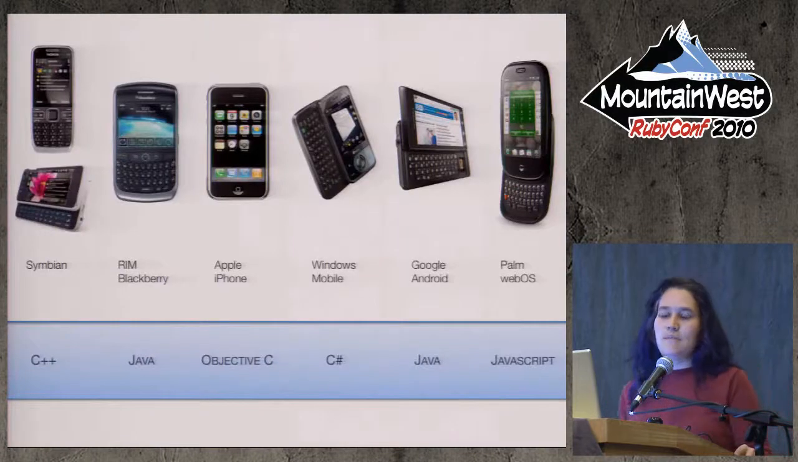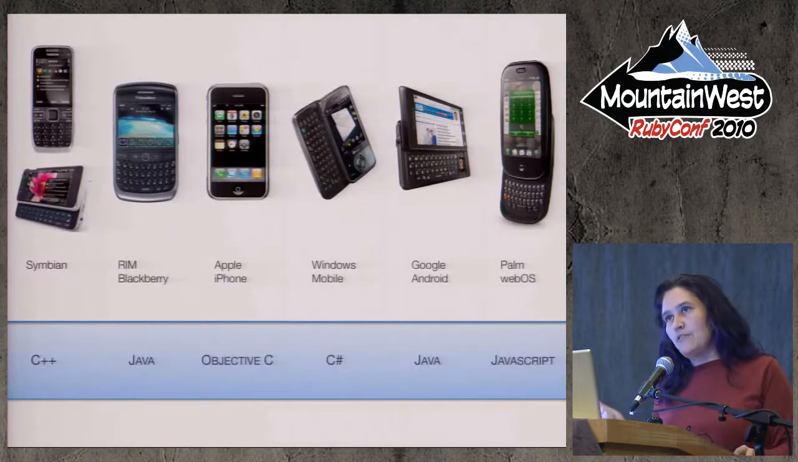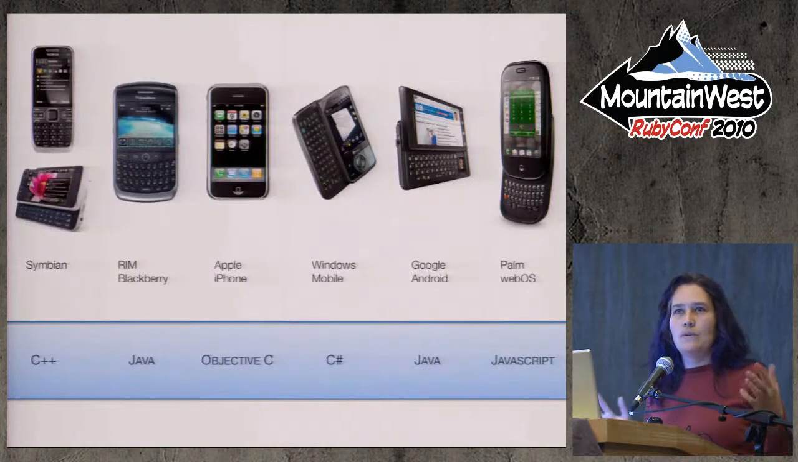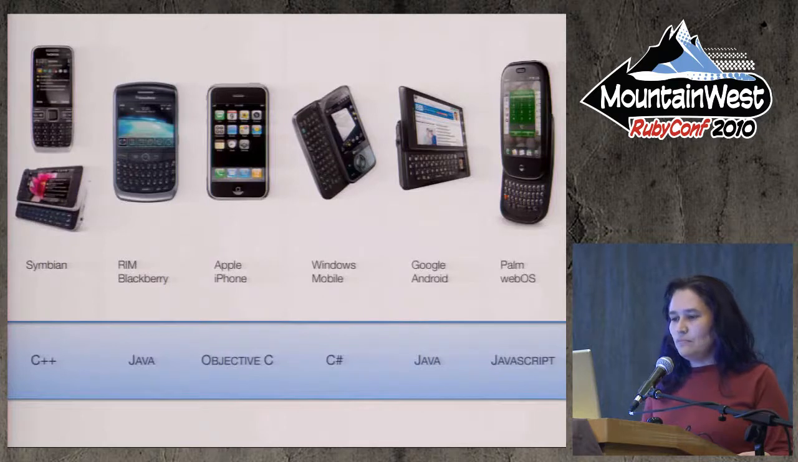This is the mobile landscape. These are the major platforms, and for each platform, not only does it, like desktop applications, come with its own set of APIs, but each platform almost necessitates a different language. So this is just a crazy development landscape. You're really learning a different tool set and having to apply different languages with every platform.